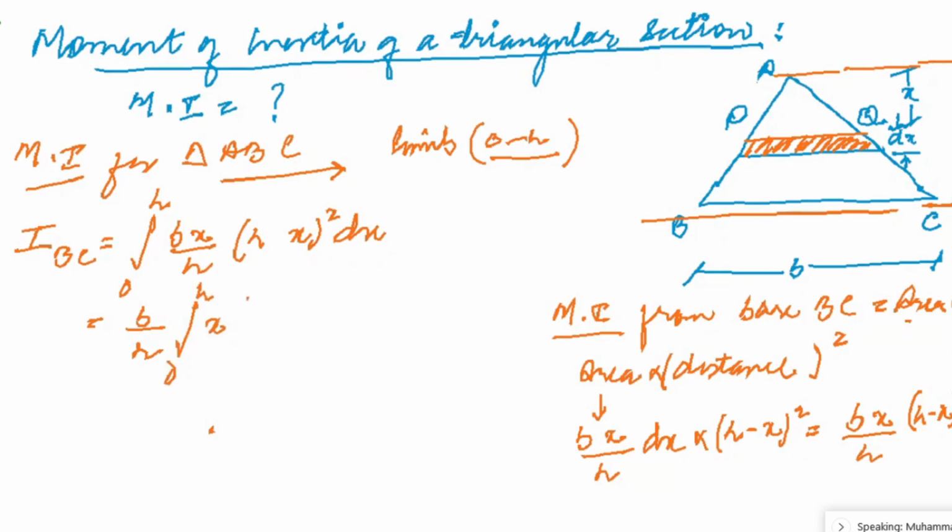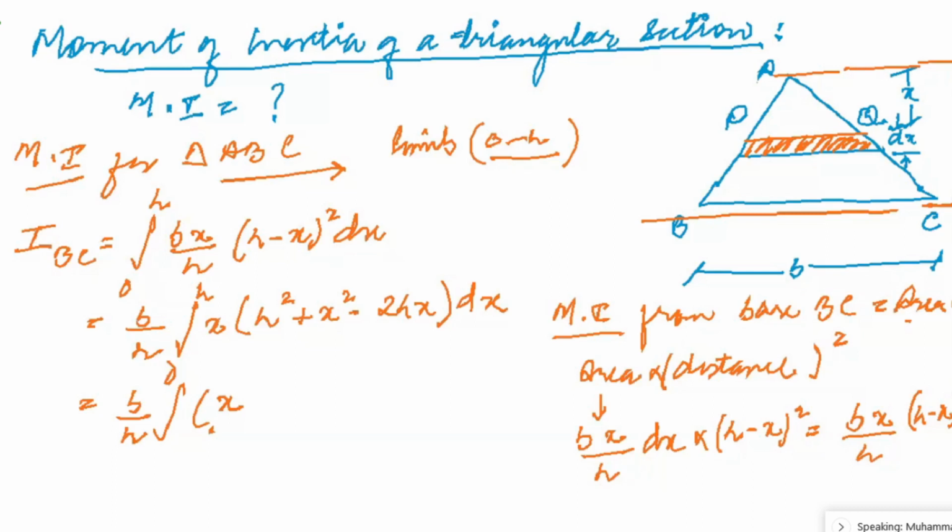It will be h square plus x square minus 2hx multiplied by dx. Now integrated, it will be b by h integration of x. It will be now xh square plus x cube minus twice hx square dx. Now that will be equal to b by h integral within the limits 0 to h.